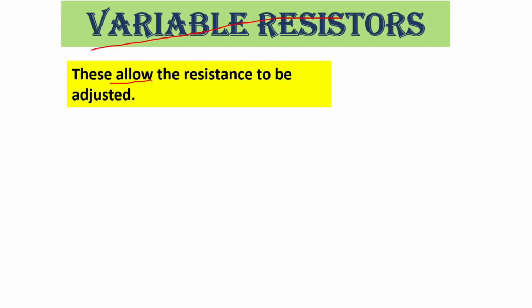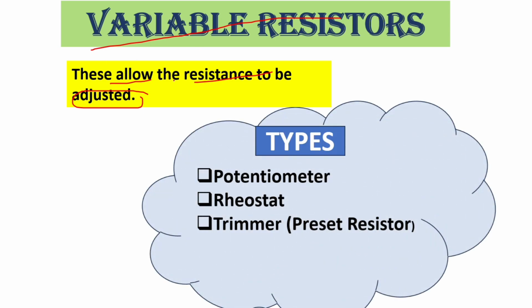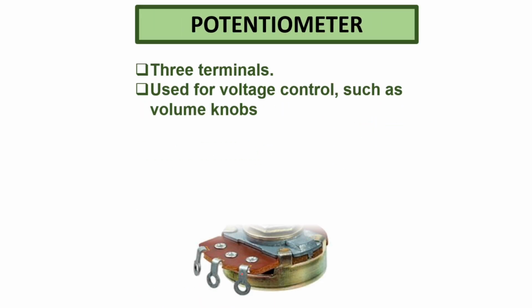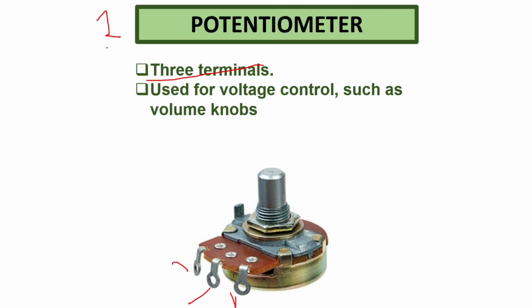Second type of resistor is variable resistors. Those allow the resistance value to be adjusted. There are three main types: potentiometer, rheostat, and trimmer, also called a preset resistor. Next up, potentiometer. It is a variable resistor having three terminals. It is used for voltage control across a circuit, and one of the most common examples is the volume knob on your audio equipment. As you turn the knob, you adjust the resistance to raise or lower the volume.